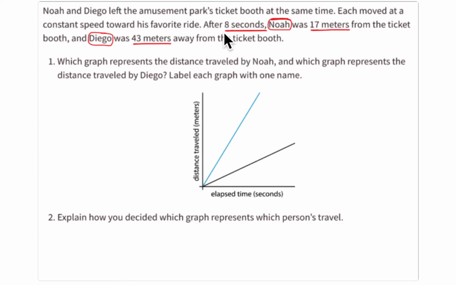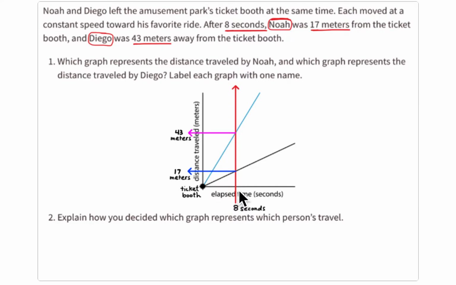So first of all, the key numbers are 8 seconds. Noah has traveled 17 meters and Diego's traveled 43 meters in that same 8 seconds. So pick a time and call that 8 seconds. I'm going to call this time right here 8 seconds. And how far has one person traveled in that 8 seconds? This is the distance in 8 seconds. This is the shorter distance, so this is going to be the 17 meters. This graph up here is the farther distance in that 8 seconds, so this is going to be the 43 meters.